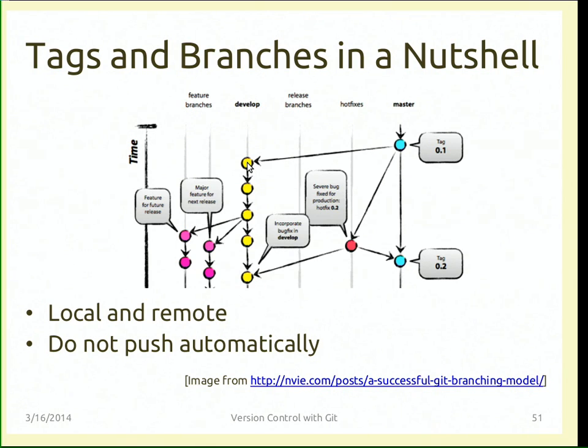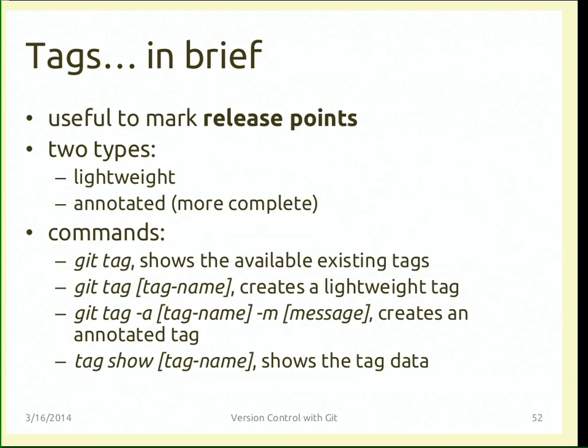Branches and tags can exist locally, remotely, or both. You can have branches on your computer that are not present on the remote server, and vice versa. You can have tags on your computer that are not present on the remote server, and vice versa. Tags are useful to mark release points. Okay, I develop an amazing program, and this is version 1. To mark a release point. Then this is version 1.1, a stable point of my program.